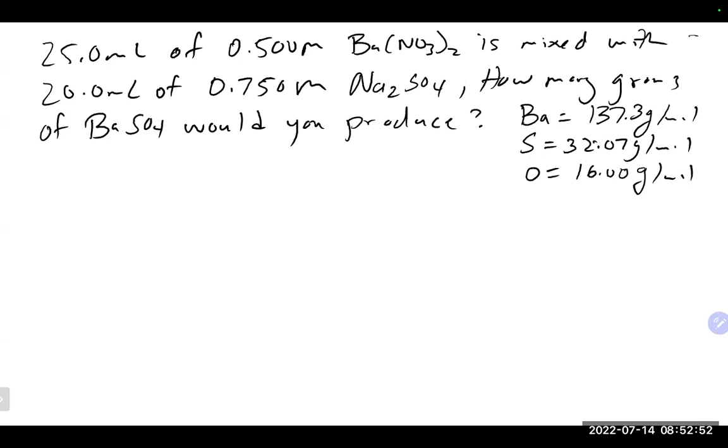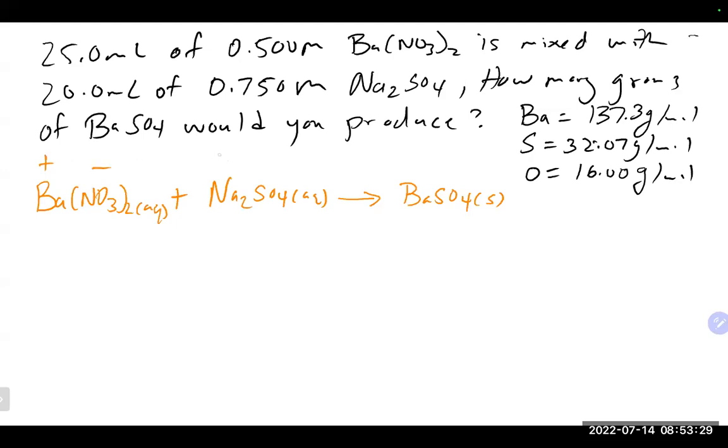So we're mixing 25 milliliters of our barium nitrate with 20 milliliters of our sodium sulfate, and we're going to produce obviously barium sulfate. So we need a reaction going on here. It would be our barium nitrate, which we do know is a solution since we're using volume of it, plus our sodium sulfate, which is also a solution since we're dumping 20 milliliters of it. And they told us we will produce barium sulfate, which we're assuming is a solid since we're looking for grams. This is a double displacement reaction, which is where the barium sulfate comes from.